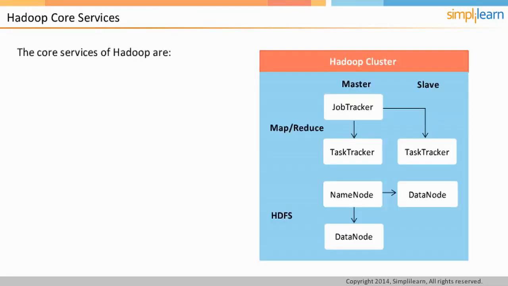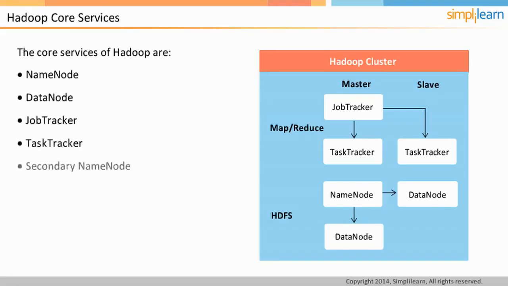There are 5 core Hadoop services: name node, data node, job tracker, task tracker, and secondary name node. Generally, in fully distributed mode, the name node, secondary name node, and job tracker are termed as master services, whereas the data node and task tracker are termed as slave services. In the next screen, we will study the core components of Hadoop.